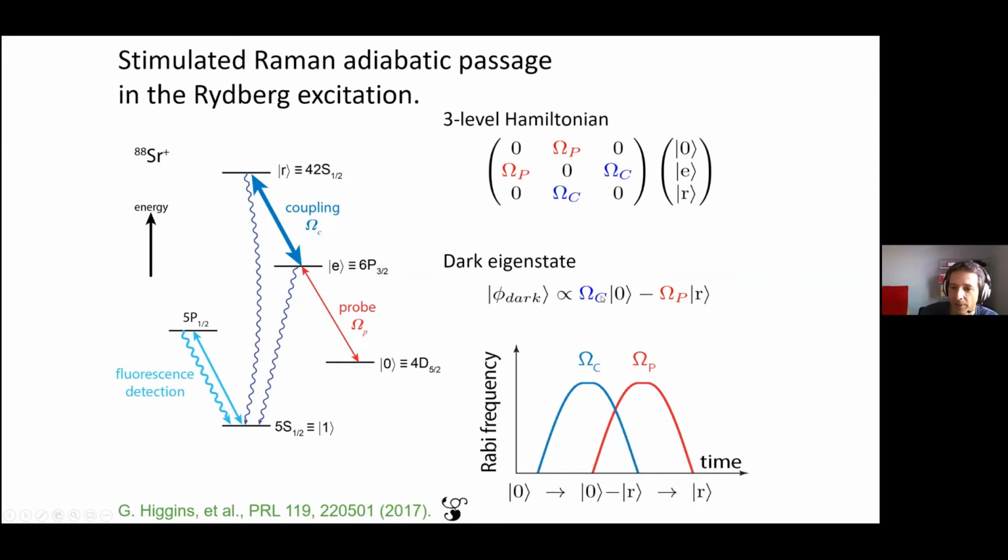The relative amplitude of these dark states can be controlled by controlling the Rabi frequency of this probe and the coupling laser. So, for instance, if the probe laser is off at the beginning and the coupling laser is on, then the initial state will be equal to the dark state. So the Rabi frequency omega p will be 0 and only omega c will be on. So psi 0 is equal to phi dark.